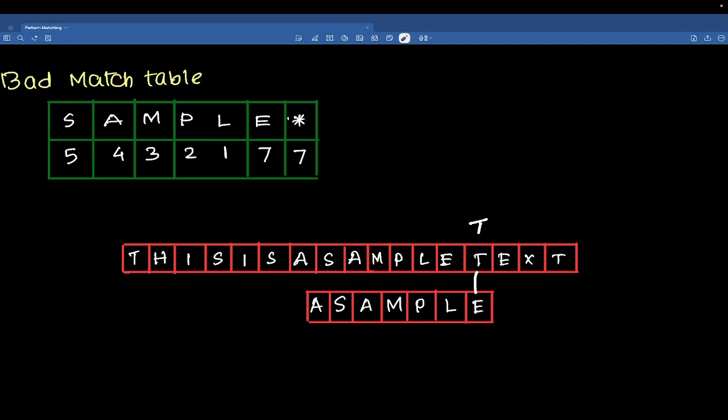So that is the use of the character star. Star means any character which is not available in the bad match table will be considered as star, and that bad match value will be used for shifting the pattern. This is one important point that we need to remember during the execution, and if you follow this approach, then we will get the result of the pattern.